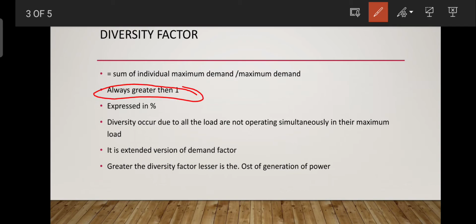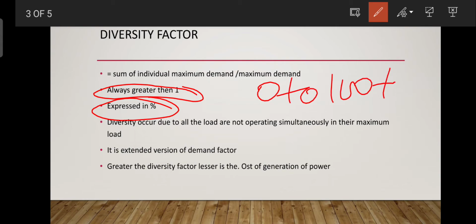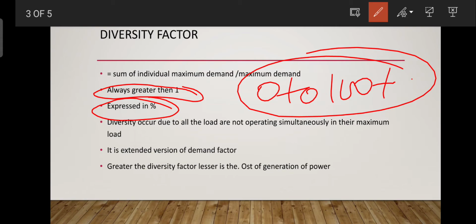And the diversity factor is also expressed in percentage, like our demand factor. Remember that it is the fraction of total load that a particular item contributes to peak demand. A 70% diversity factor means that the device operates at its nominal and maximum load level 70% of the time that it is connected and turned on.